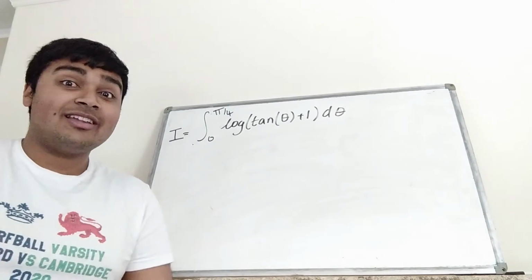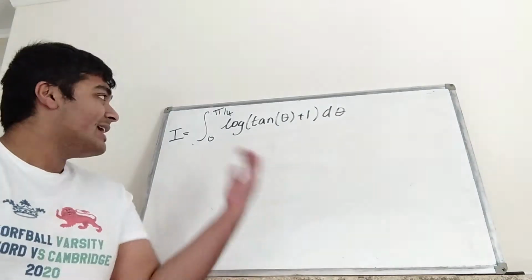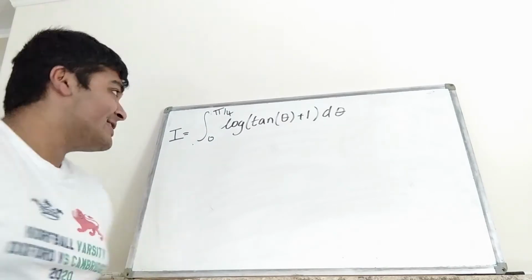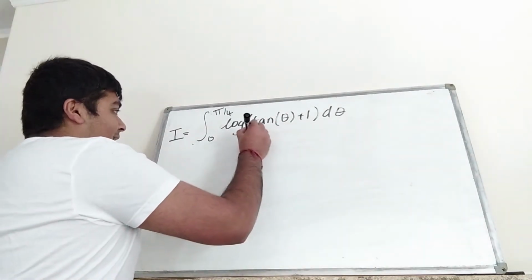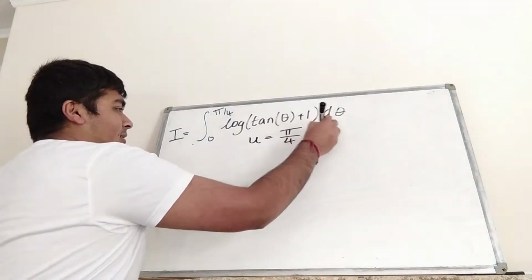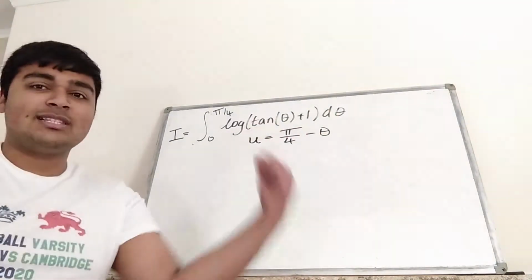Okay, so the next thing we're going to do is another u substitution, and what we're going to do is simply do the one which switches the limits of integration. So it's going to be, let's say, u is equal to pi over 4 minus theta. If you've not seen this before, this is a really cool trick.